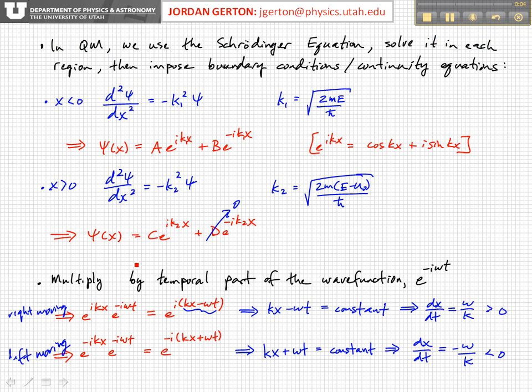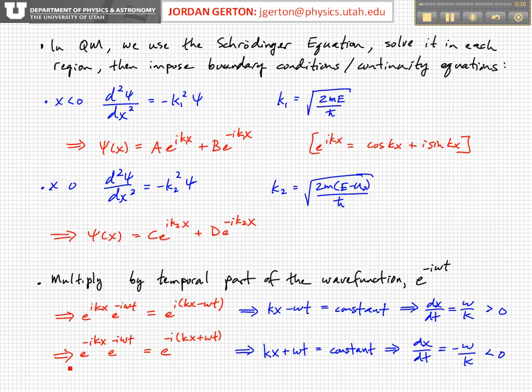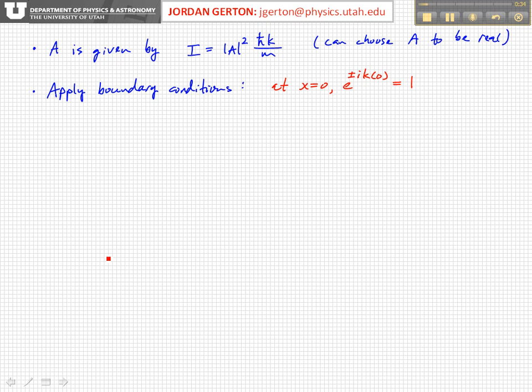So now we know that in the region x is less than 0, that is to the left of the potential step, we have both right moving and left moving solutions. In the region to the right of the potential step, that is x is greater than 0, we have only right moving solutions. And so the constant A is given by knowing the initial intensity, that is the number of particles per unit time of the beam, by this relationship that we already discussed.